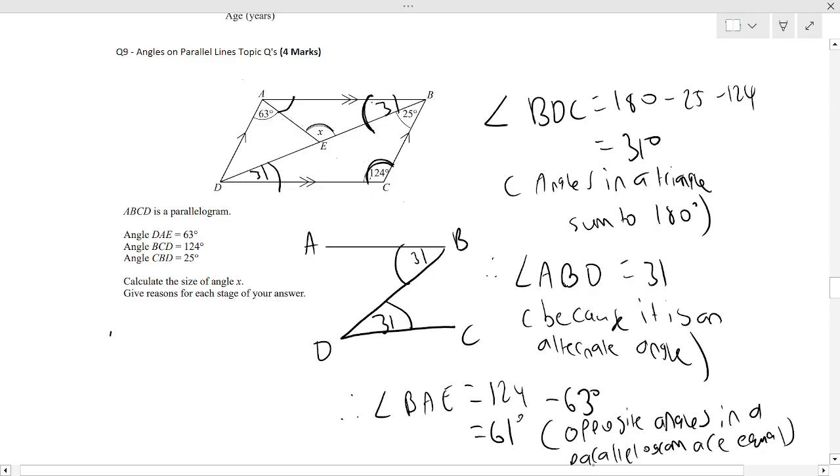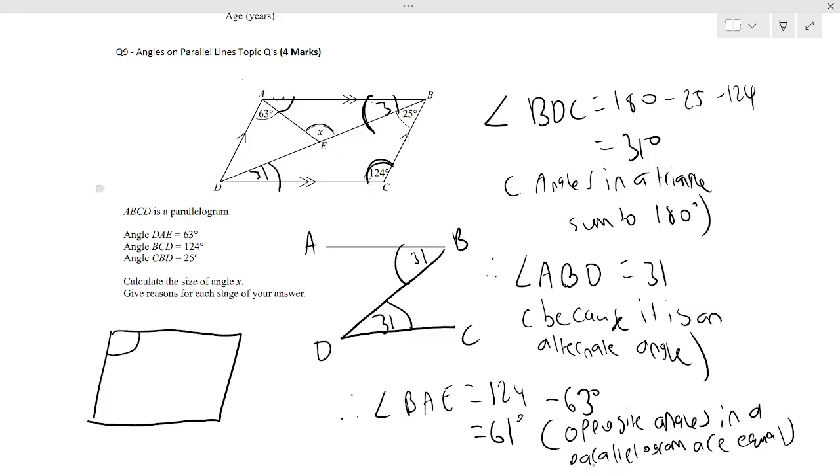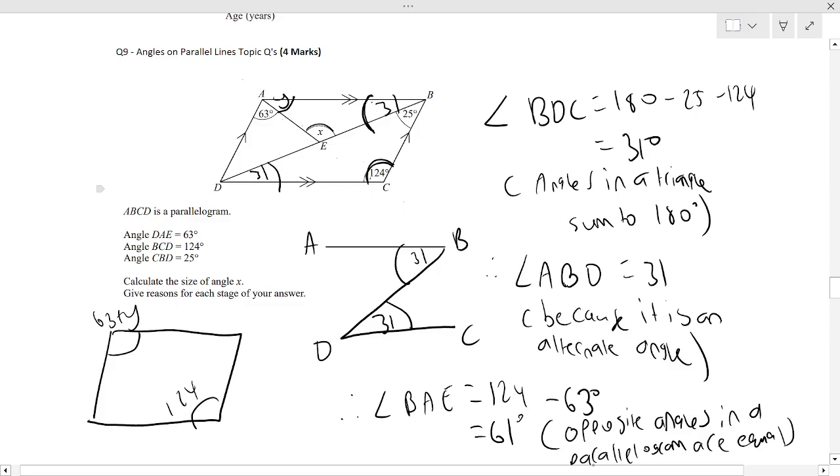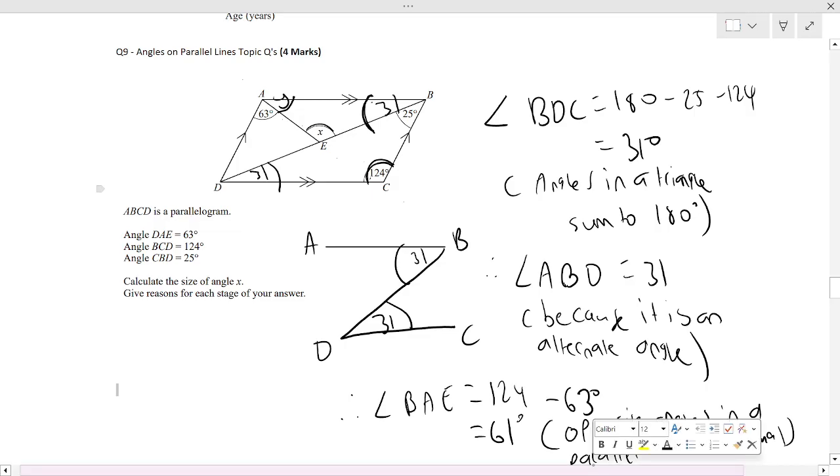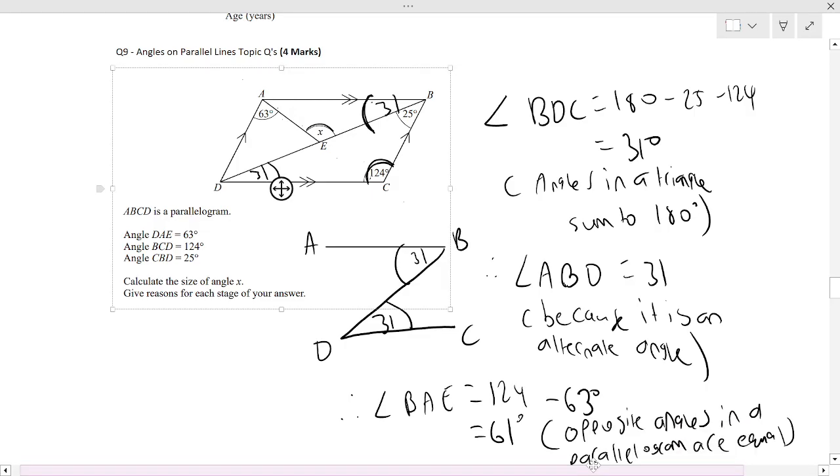So think about what the whole shape is in general. You have a parallelogram, forget all the lines. We have a 63, and we have this other angle y. So this is going to be 63 add y, and that angle is 124. So that means y will be 124 take away 63. Okay, which is what we've got here. But now this is 61.